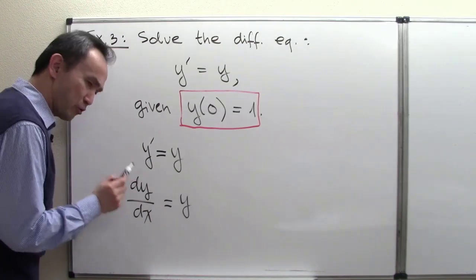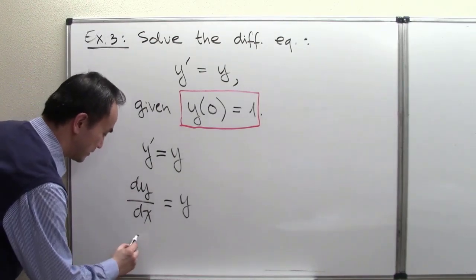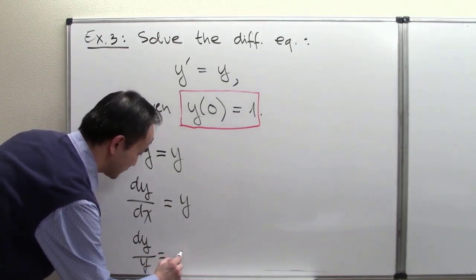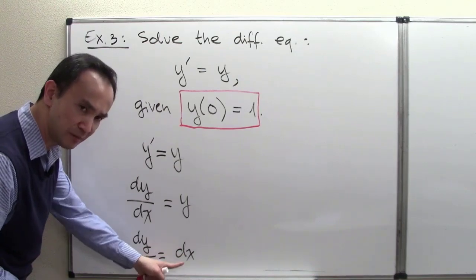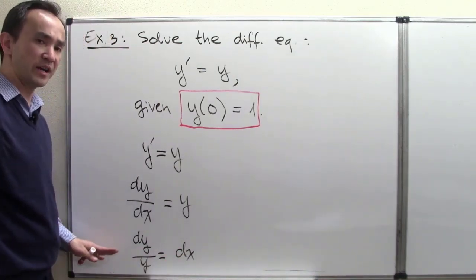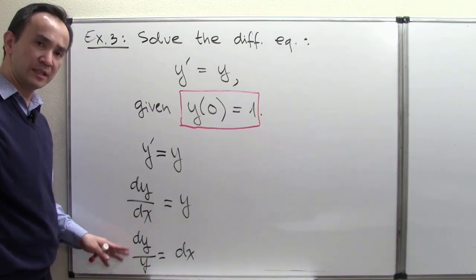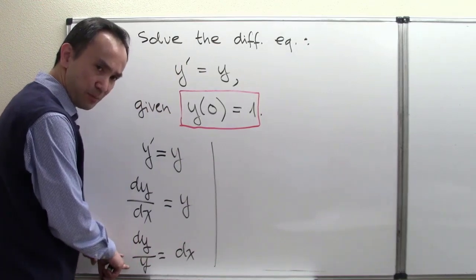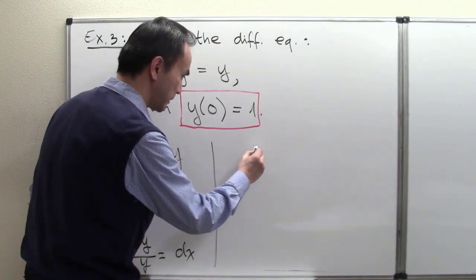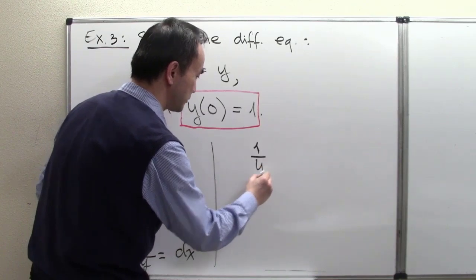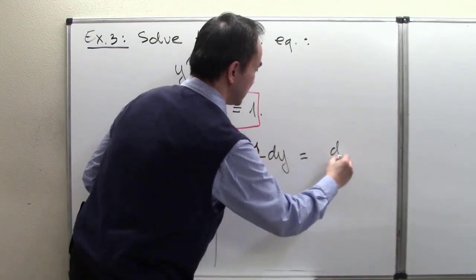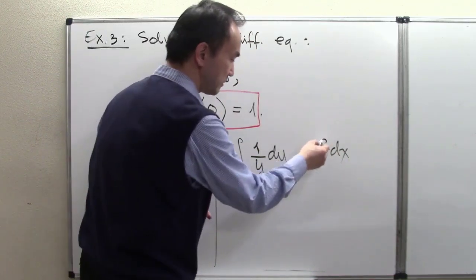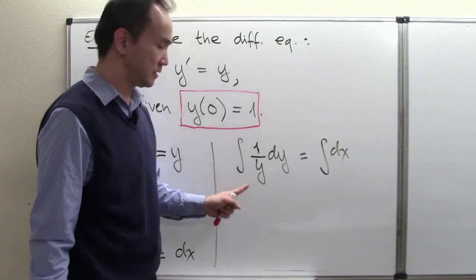So I am going to separate this as dy over y to equal dx, but namely this is 1 times dx. So at this point I have completed the separation of variables step right here. Now, with our equation at this current point, let's rewrite it a little bit to make it clear. It's 1 over y times dy to equal dx. And now the next step here is we're going to integrate both sides equally.